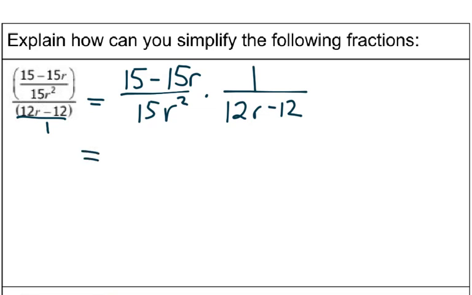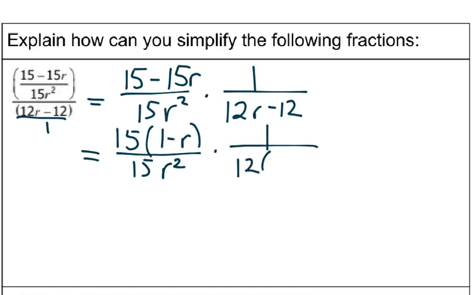Then factor anything that can be factored. So we have a common factor of 15. And then we have a common factor of 12 in the second fraction. Now it's time to reduce anything that can be reduced. Notice that 1 minus r and r minus 1 really aren't the same. They're opposites. So to make the expression the same, we can factor out negative 1 from the first fraction.